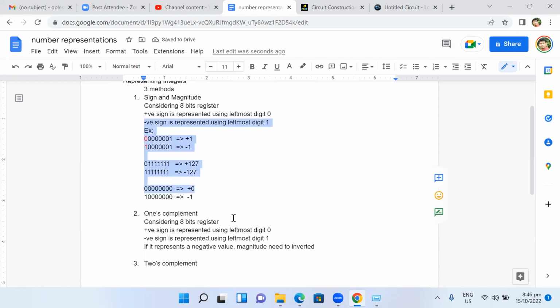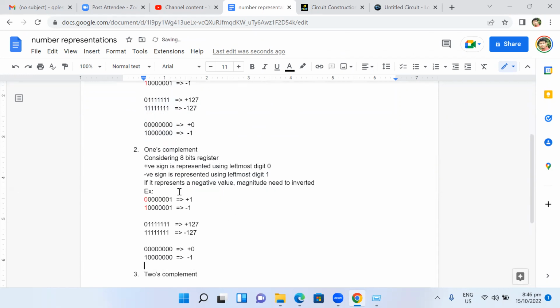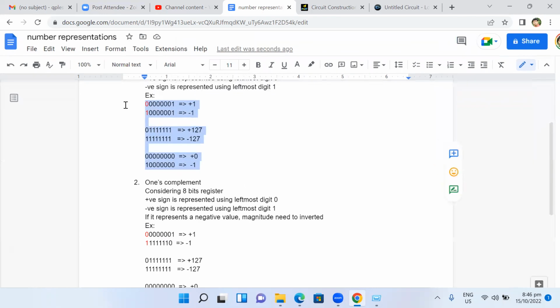So let's have the same values here. Plus 1 is this, minus 1. When you are writing minus 1, you have to invert. Invert means these zeros you have to represent using ones, and this one you have to represent using 0. That is the nature.